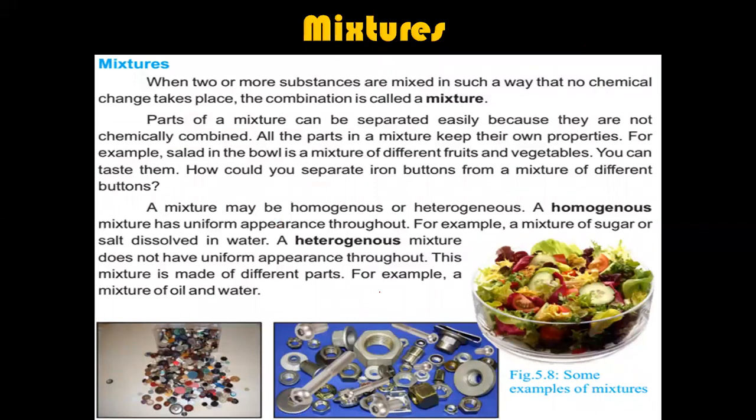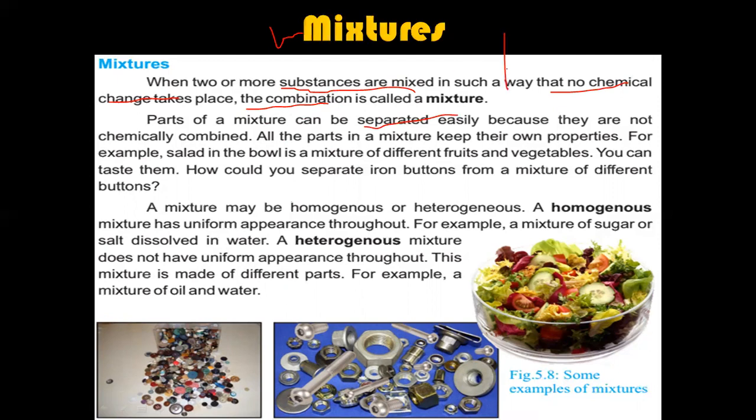Our next link regarding this topic is mixtures. A mixture is the combination of two or more substances when they mix, but there is no chemical change. There is no bonding between them, no combination of those chemicals, and we cannot make a new thing from that. Parts of a mixture can be separated easily, but in compounds they cannot be separated easily.